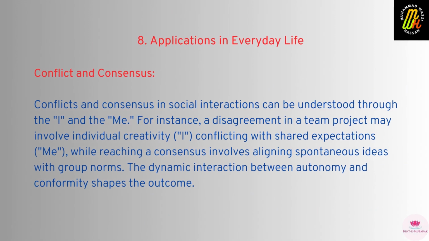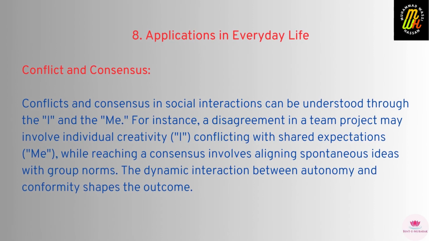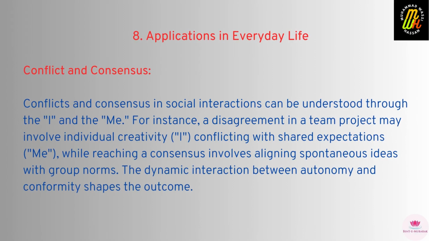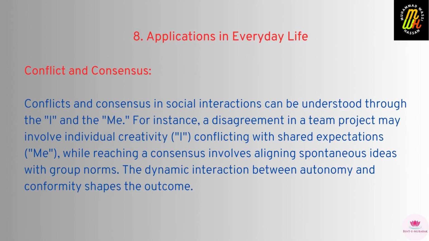8. Applications in everyday life. Conflict and consensus. Conflict and consensus in social interactions can be understood through the I and the me. For instance, a disagreement in a team project may involve individual creativity, I, conflicting with shared expectations, me, while reaching a consensus involves aligning spontaneous ideas with group norms. The dynamic interaction between autonomy and conformity shapes the outcome.